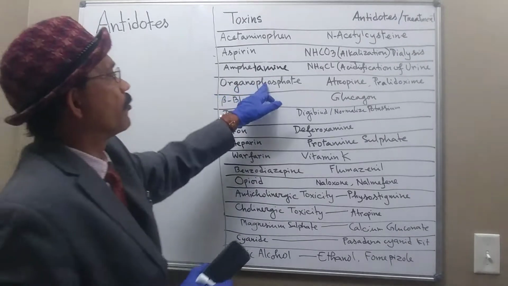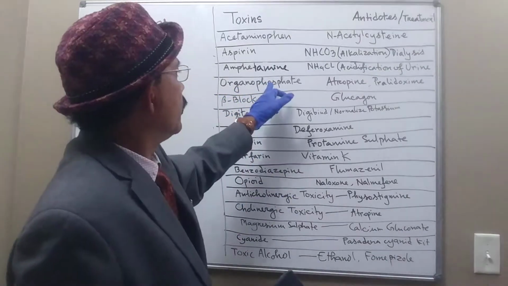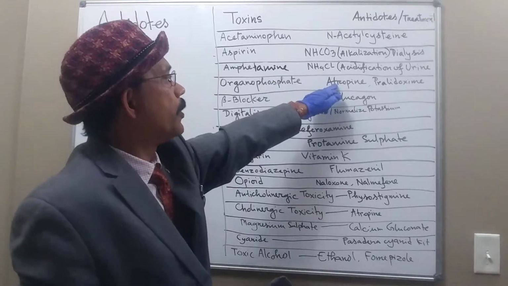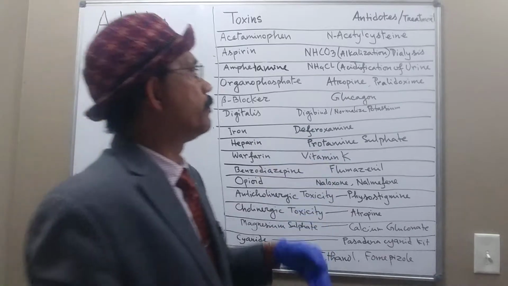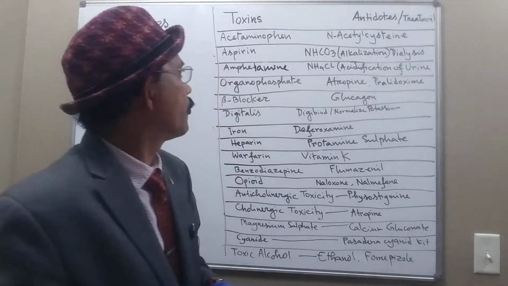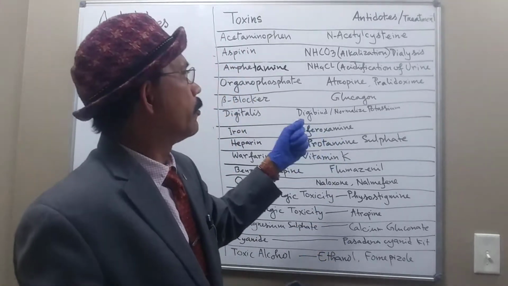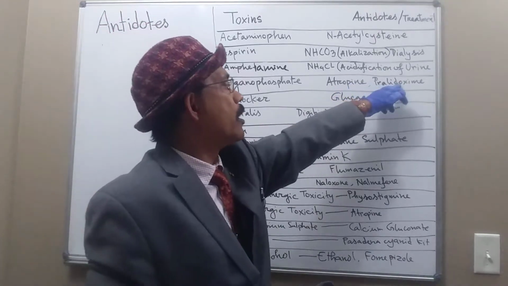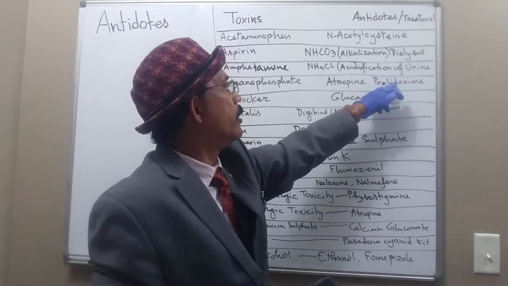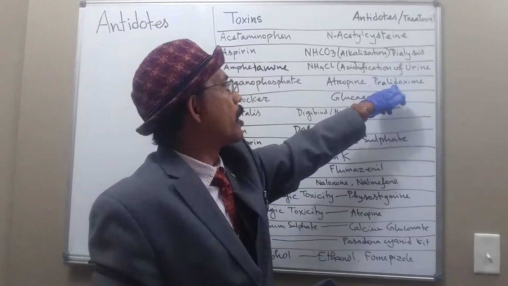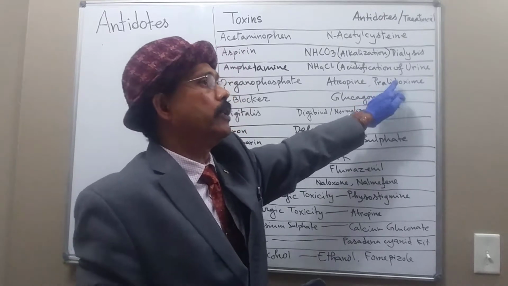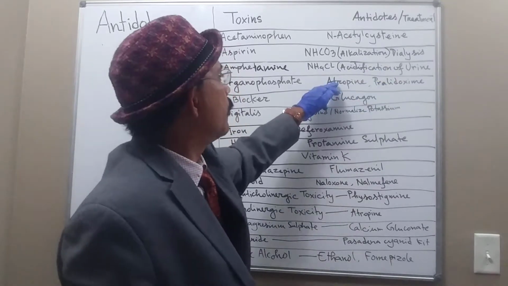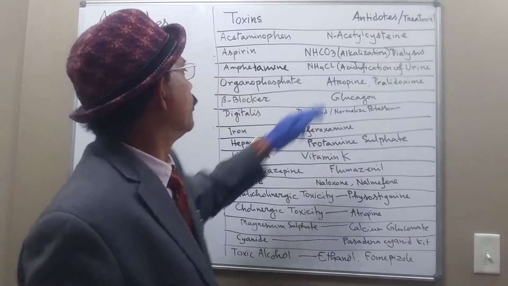Then organophosphate, an insecticide. What is the antidote? Atropine for the cholinergic part of the organophosphate, to counter the cholinergic function. For the nicotinic function, we use pralidoxime. To counter the nicotinic action we use pralidoxime, and to counter the cholinergic action, we give atropine.